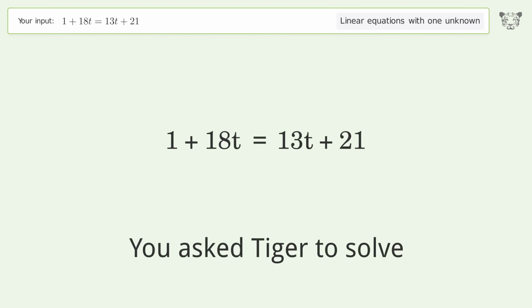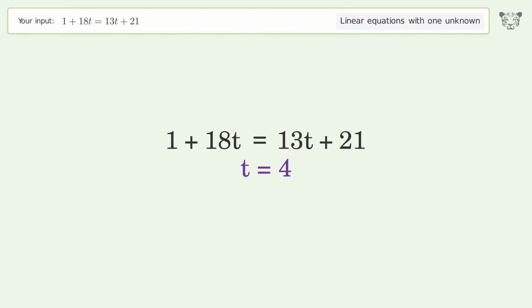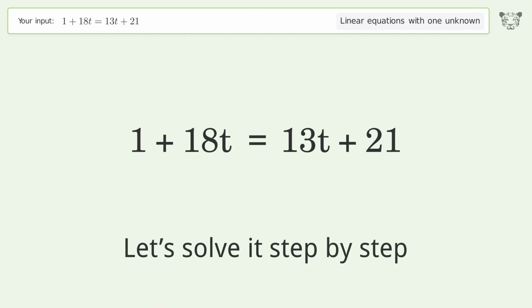You ask Tiger to solve. This deals with linear equations with one unknown. The final result is t equals 4. Let's solve it step by step.